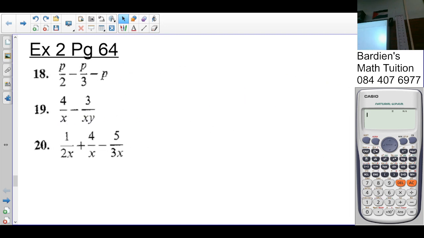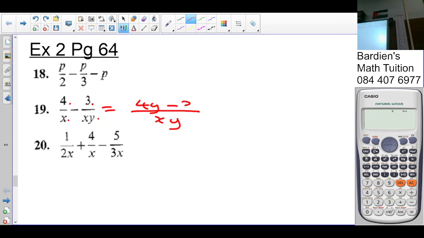Number 19. What's the LCM? xy. So this must be multiplied by y. So the 4 times y? 4y. That must be multiplied by 1. Negative 3. Can I do anything else there? No. Why? Unlike terms. Will you guys understand?